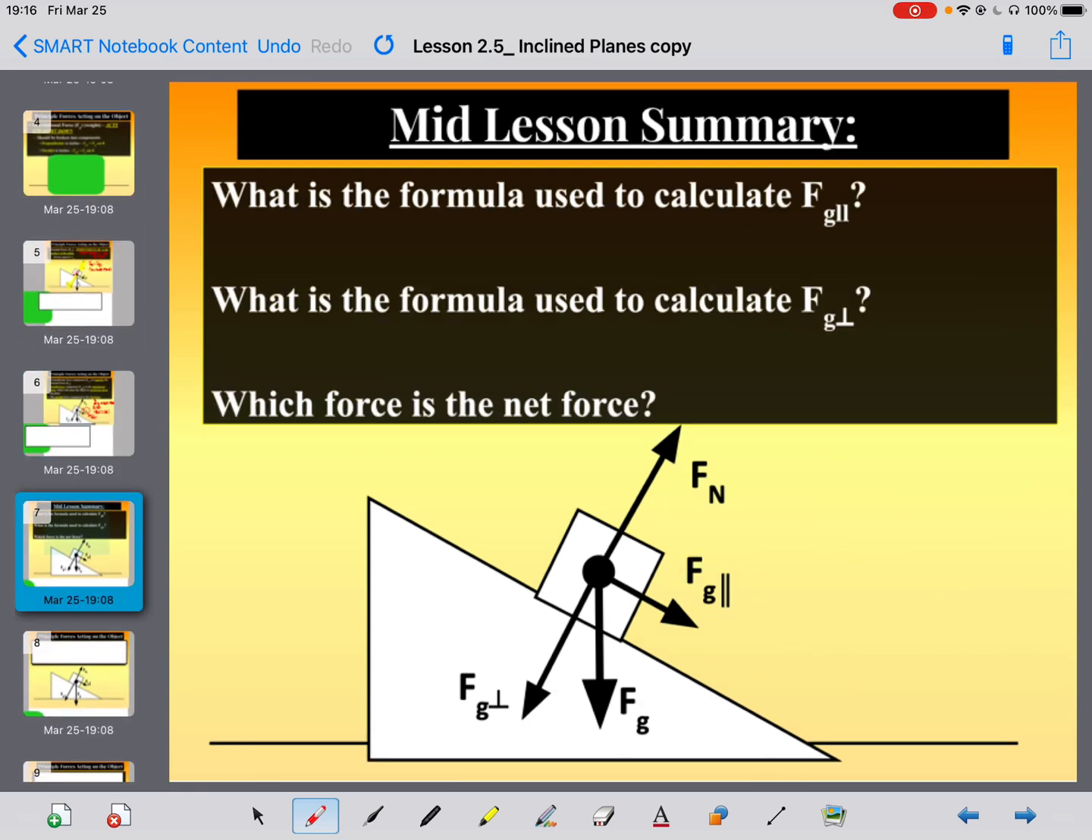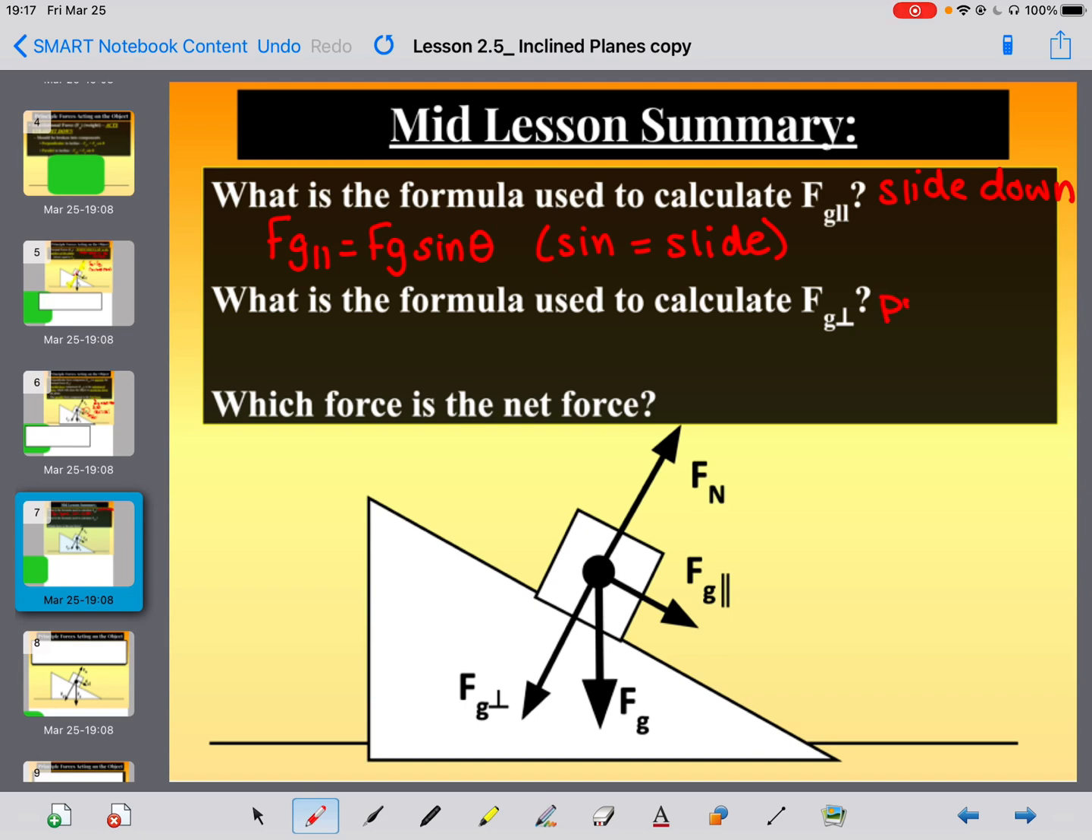Let's do a mid-lesson summary, a catch-up. So what is the formula used to calculate FG parallel? FG parallel's job is to slide down. So that means if we are sliding, we are using sine. Okay, so that means FG parallel equals FG sine theta. This is how I think of it: sine equals slide. And then FG perpendicular, this is to pull into the surface.